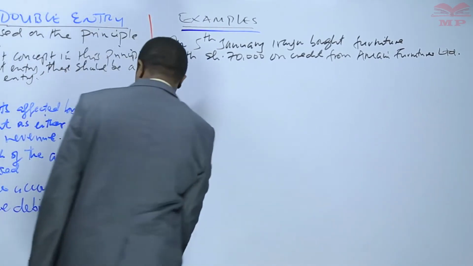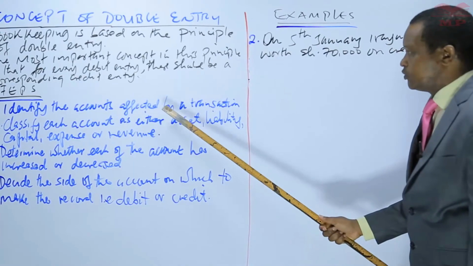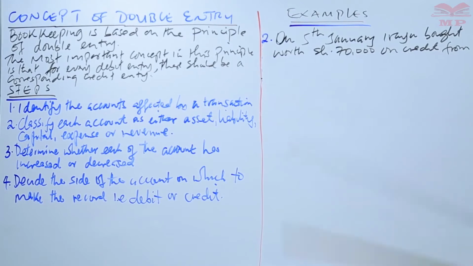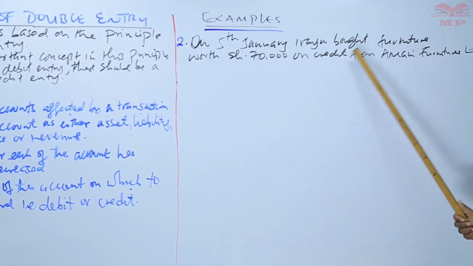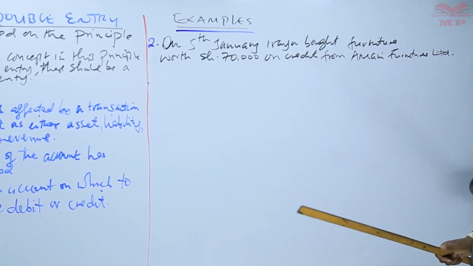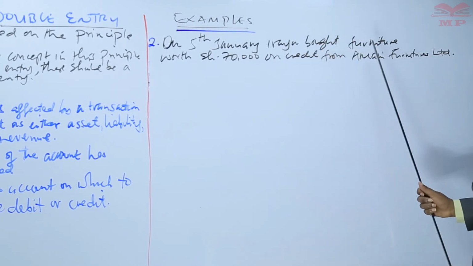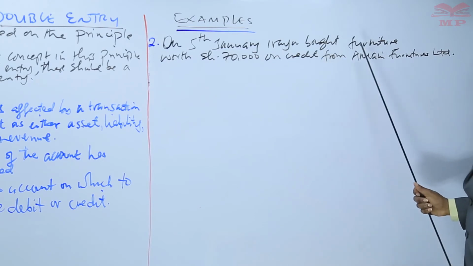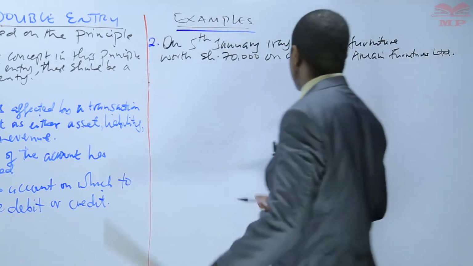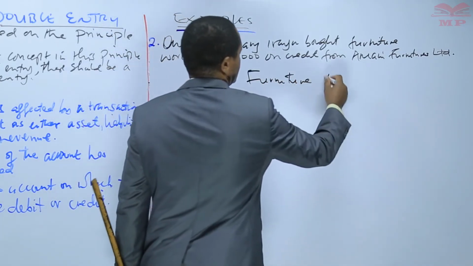Step number 1, identify the accounts affected by the transaction. What is the transaction? On 5th January, Iraya bought furniture worth 70,000 shillings on credit from Amani Furnitures Limited. Candidates, we can see from the question there is an asset. He bought an asset. So this is an asset account. We call it the furniture account.